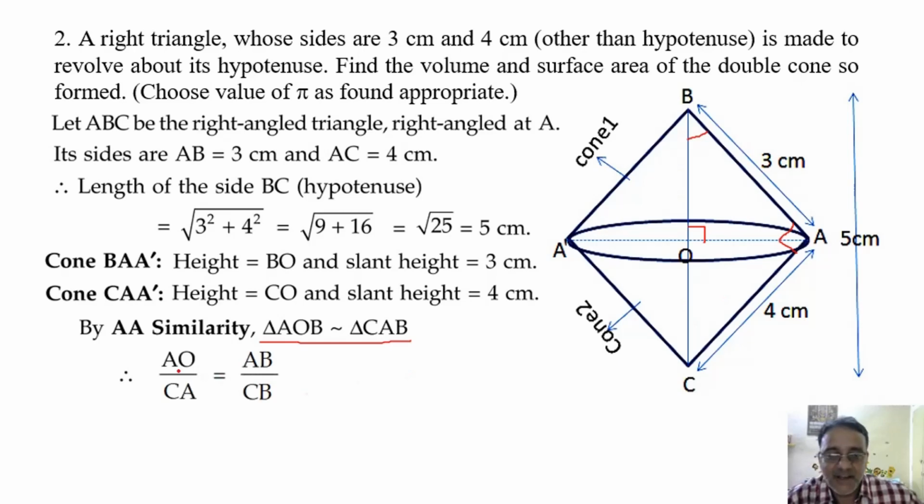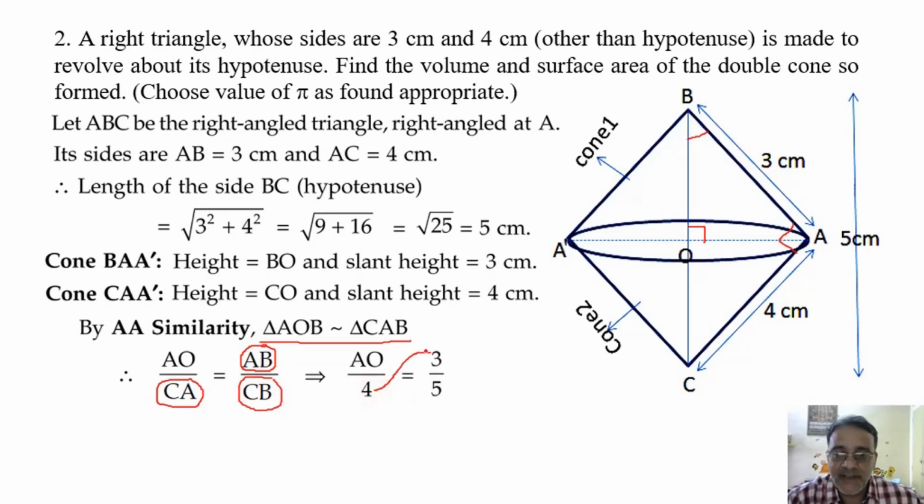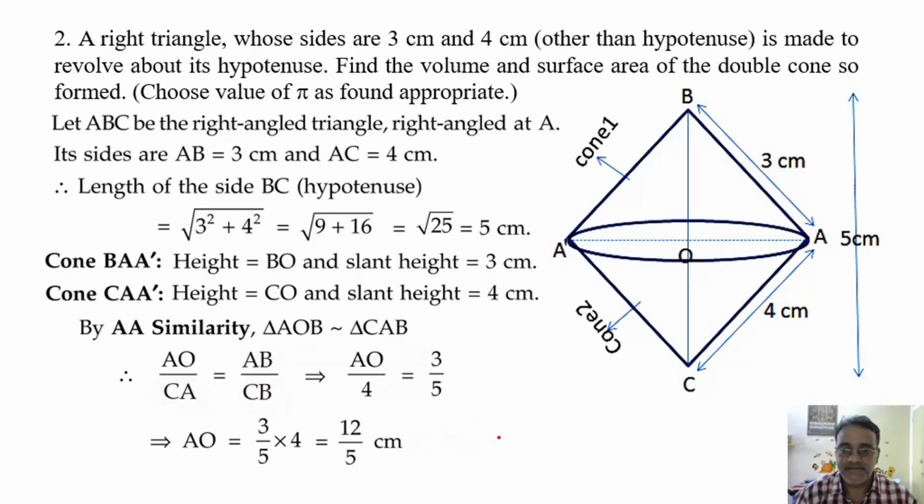So we'll write AO upon CA is equals to AB upon CB. Why? Corresponding sides of similar triangles are proportional. And out of this we have already three values. AC is 4, AB is 3 and CB is 5. So we'll substitute all the values. Now the value of AO will be 12 upon 5 centimeter. So this is the radius. Any doubt?